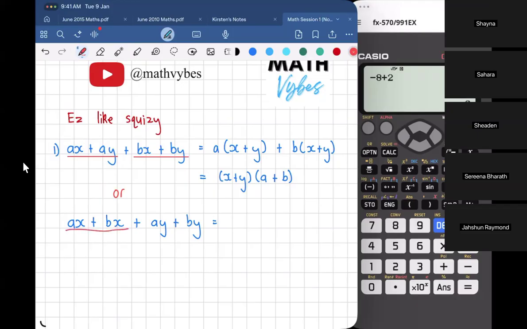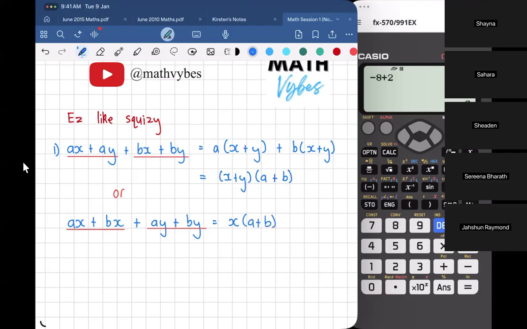So if we're doing this, I suppose these are the halves. You're gonna split it up like this. So what's in common over here now? Tell me, Shayna, what's in common now? X. If I pull out X, what would I write on the inside? A plus B.